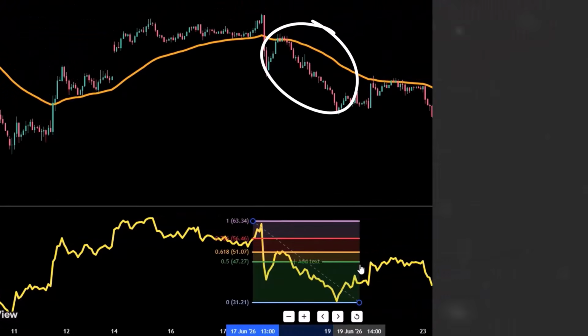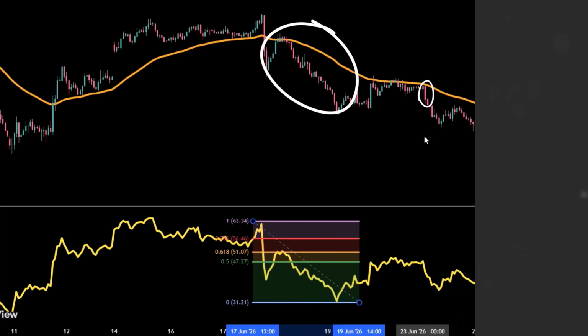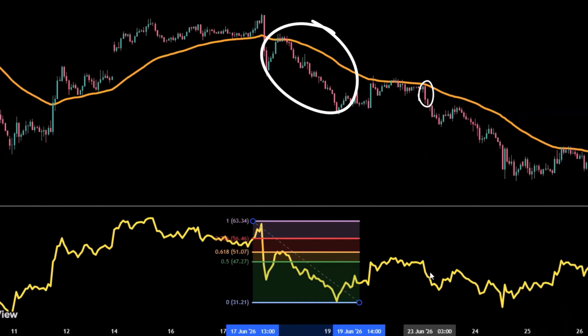Here in this example, the RSI pulls back to the 50% level but fails to move higher and starts turning downward from this level. For additional confirmation, we also want to see a bearish reversal pattern on the price chart. For example, we could see a bearish engulfing, evening star, shooting star, or bearish pin bar. And here we have a pattern which confirms the sell setup. Once the bearish confirmation candle closes, we enter the sell trade at the open of the next candle.